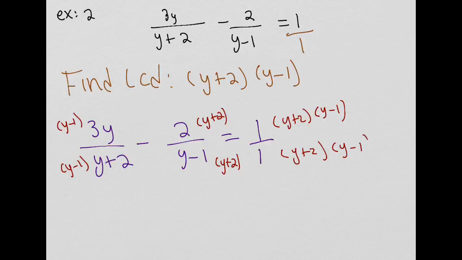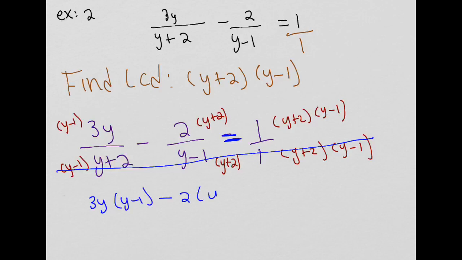Okay. Now that all the denominators are the same, I'm going to go ahead and cancel them. I can do this only because I am dealing with an equation. So I'm going to rewrite my problem. I have 3y times y minus 1 minus 2 times y plus 2 equals y plus 2 times y minus 1.